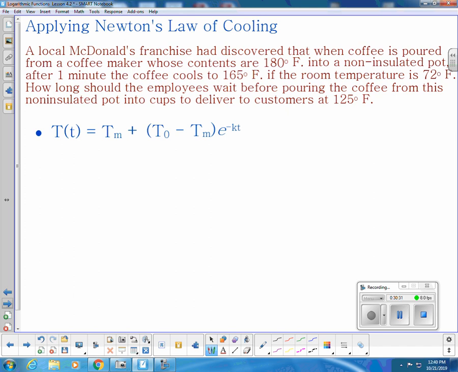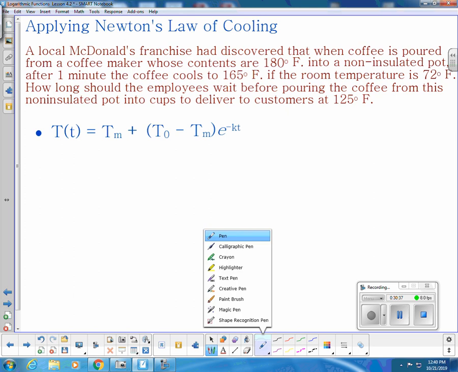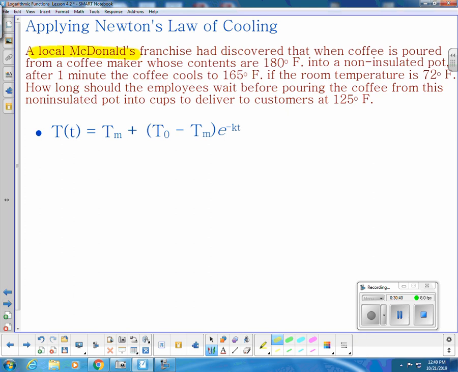So that's the initial 180, into a non-insulated pot. After 1 minute, the coffee cools to 165. Okay, so we've got these first. It's just the first part of the whole pair. All right, but I want you to understand, we have to write a formula using that. But first, let's rewrite this formula so that the KT is by itself.